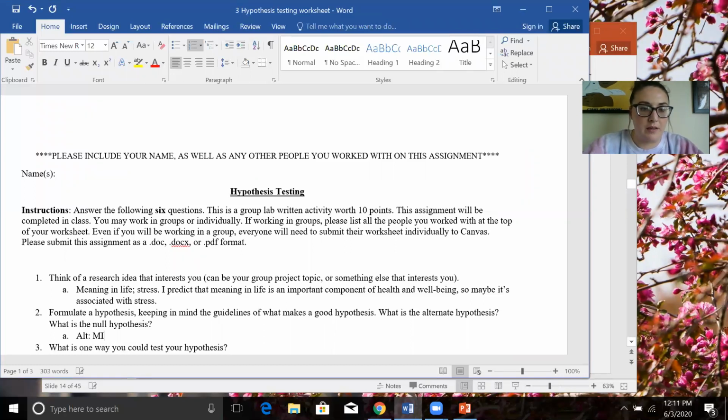How would I answer my question here? Formulate a hypothesis, keeping in mind the guidelines of what makes a good hypothesis. What is the alternative? What is the null? I'm going to shorthand meaning in life to MIL. MIL is negatively associated with stress. So as meaning in life goes up, stress goes down. If you're predicting your two variables to be positively associated, then you would indicate that. So that's my alternative hypothesis.